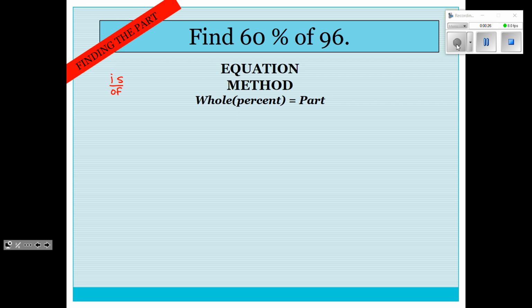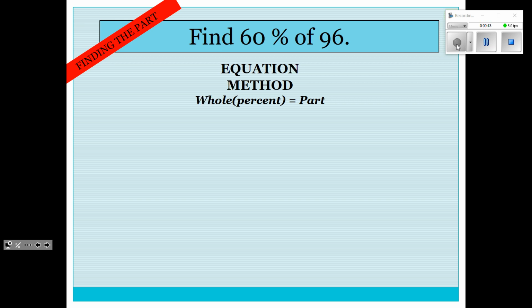You put that ratio on one side of the proportion, and then you put the percent over 100 on the other side of the proportion, and you can solve it that way. Today we're going to translate it directly into an equation. So here's how it works.